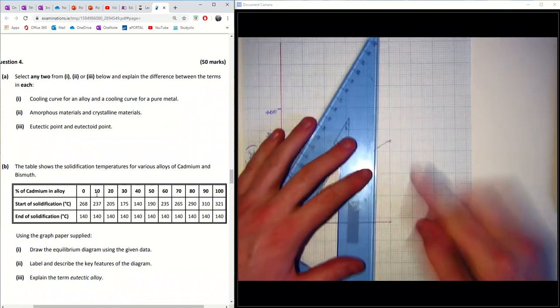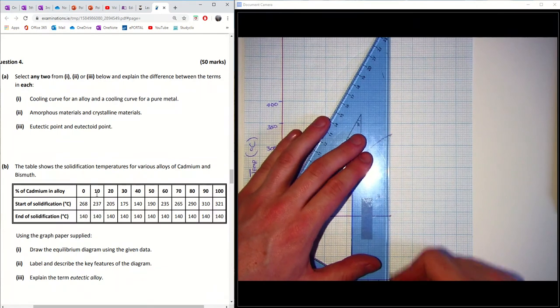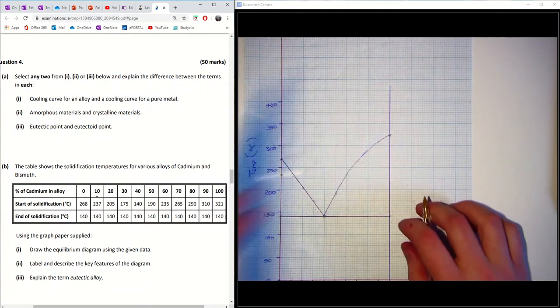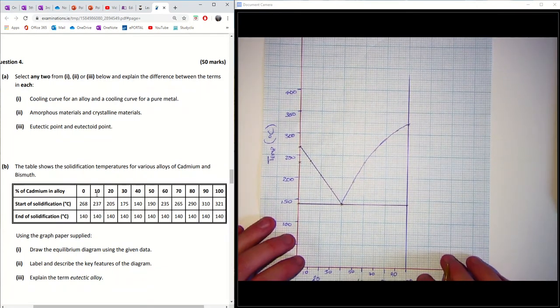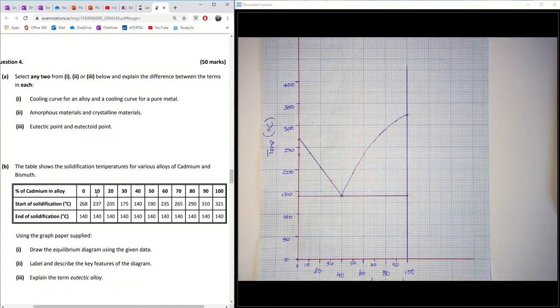Like that. Okay, now I'm just going to draw a line up from the 100 degrees just to represent the end of the diagram. Okay, so now that's my diagram, my eutectic diagram complete. So that's part A drawn, or part 1, drawing the equilibrium diagram using the given data. Next part is label and describe the key features of the diagram.